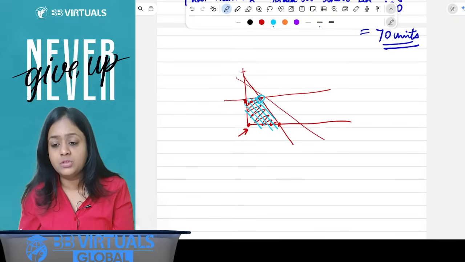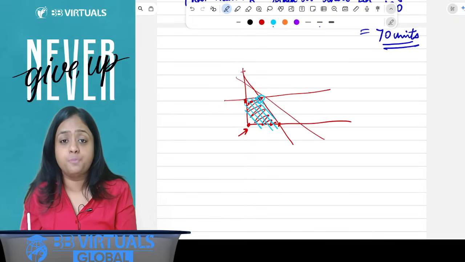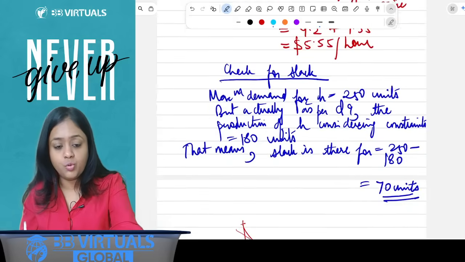So then how would I know the number of units for this? Now at this point you will solve the equations parallelly and simultaneously, as we say, and you will use the algebraic method for the same. How to do it, I'll tell you.